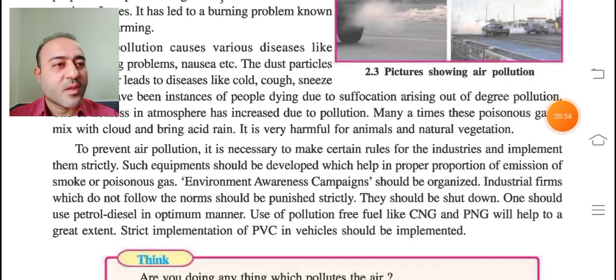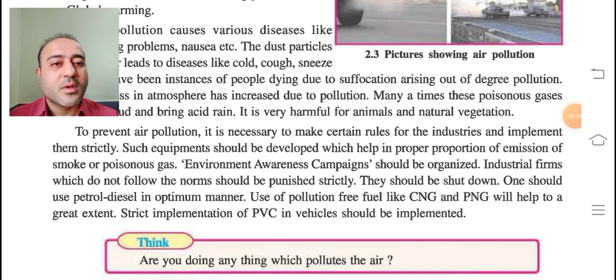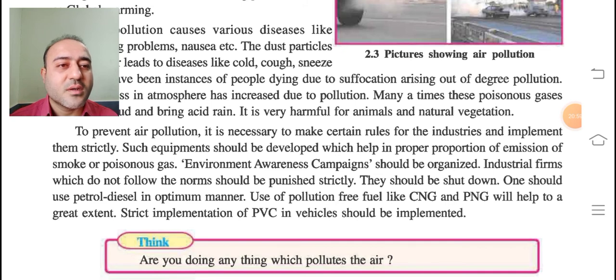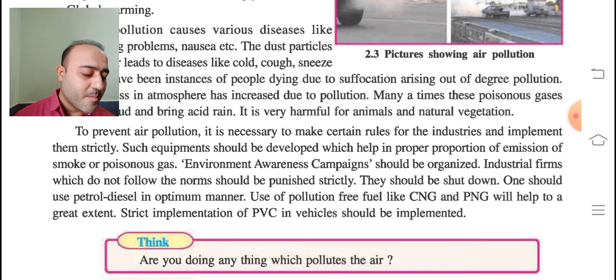To prevent air pollution, it is necessary to make certain changes or certain rules for the industries and implement them strictly. Such equipment should be developed which helps in proper proportion of emission of smoke or poisonous gas. So there should be some instruments or equipment which can control this, right? And beyond a certain limit, this emission of smoke should not be allowed. Environmental awareness campaigns should be organized, right? Campaigns means a drive or a course of action.